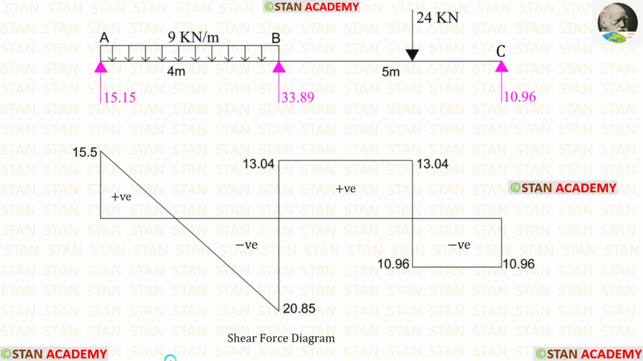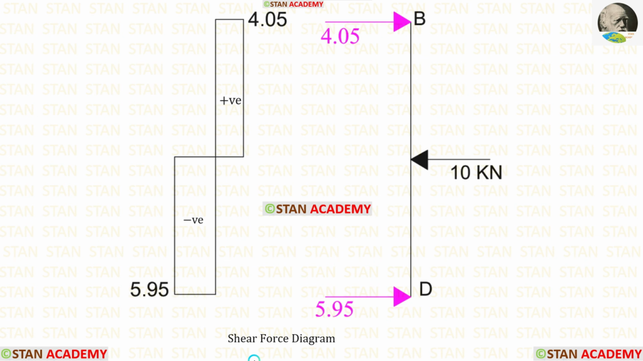Now let us make the shear force diagram in the spans AB and BC. We have to make this diagram using the vertical loads and the reactions. Now let us make the shear force diagram in the column BD. Using the horizontal load and the reactions, we have to make this diagram.